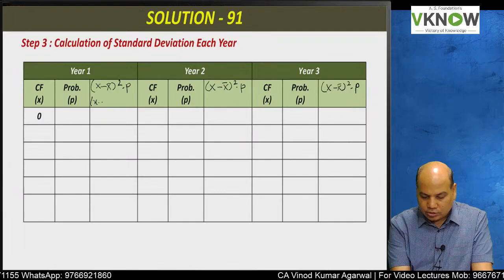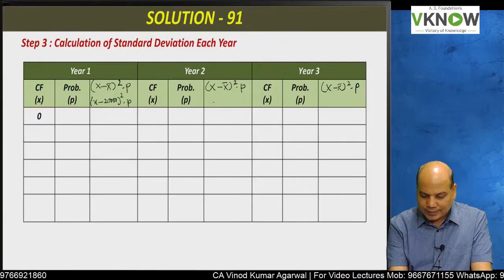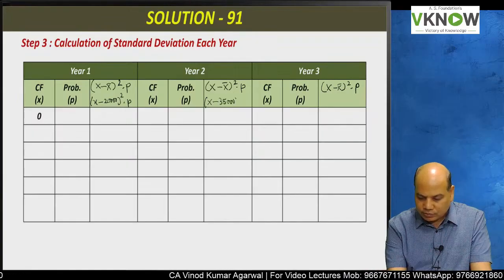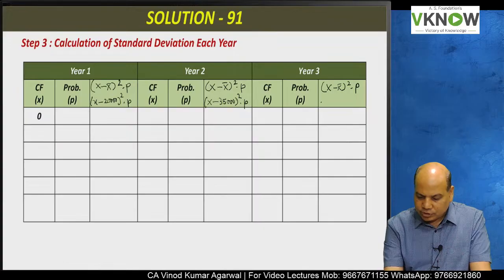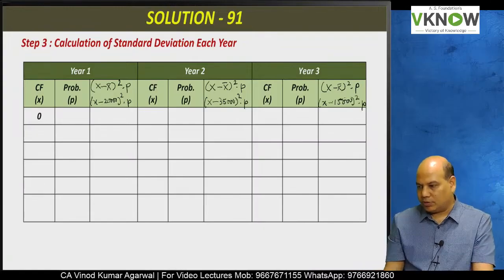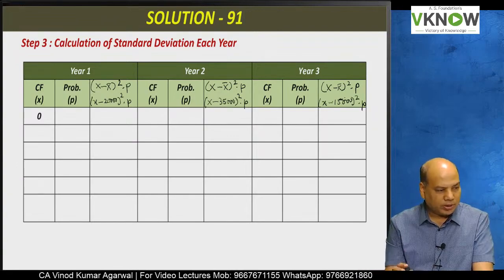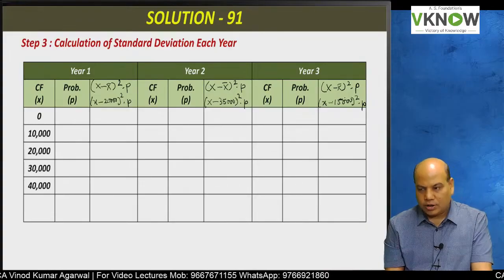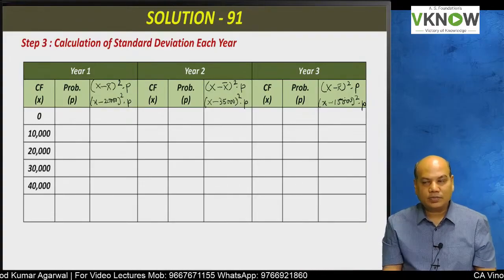If you want, you can also write: first year expected cash flow was 20,000, second year expected cash flow was 35,000, third year expected cash flow was 15,000. This will help you ensure you don't make a mistake. Now we are going to compute the standard deviation for year 1.